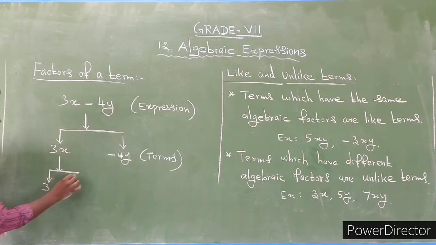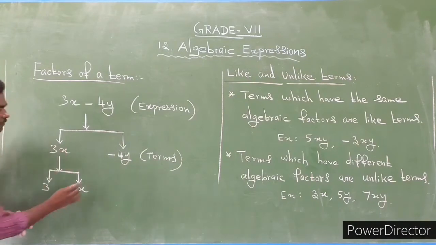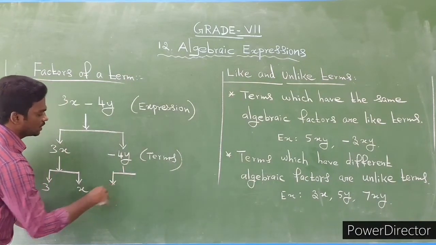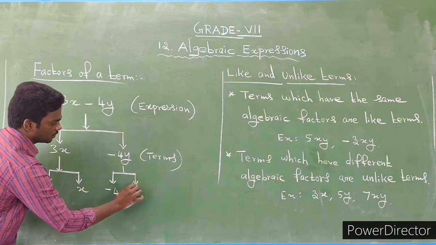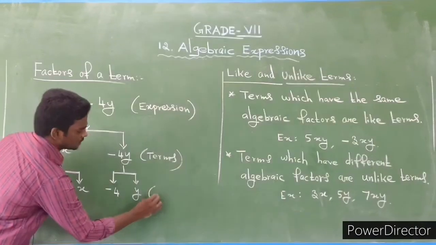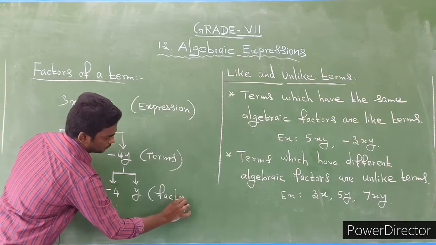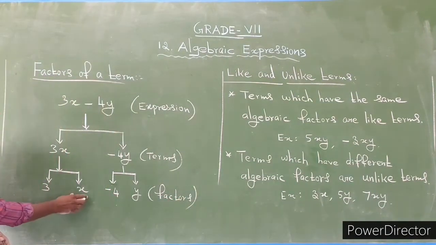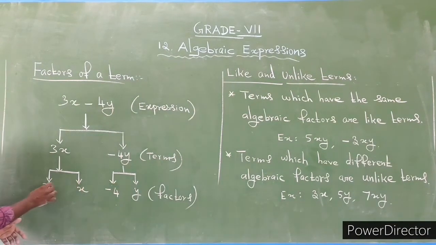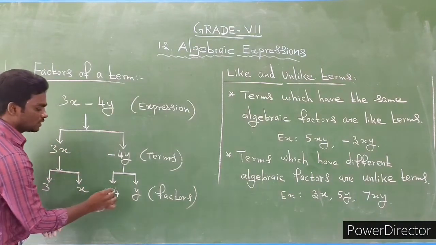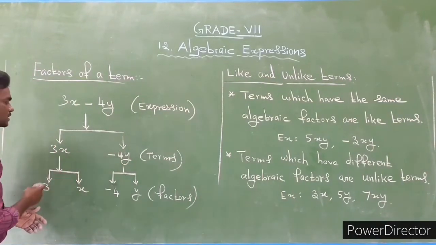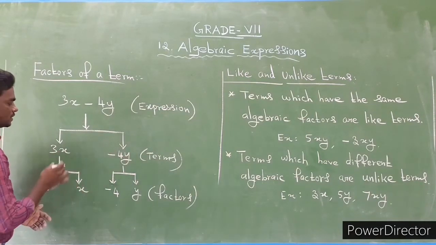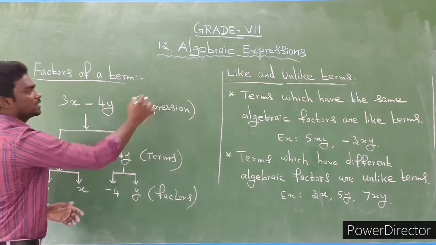Here 3 is a factor of the term 3x, and x is also a factor of the term 3x. What are the factors of the term minus 4y? Minus 4 is a factor and y is another factor of this term. So these are called factors. The product of the factors 3 and x is called a term. The product of the factors minus 4 and y is the second term of this expression. The combination of the terms 3x and minus 4y is called an expression.